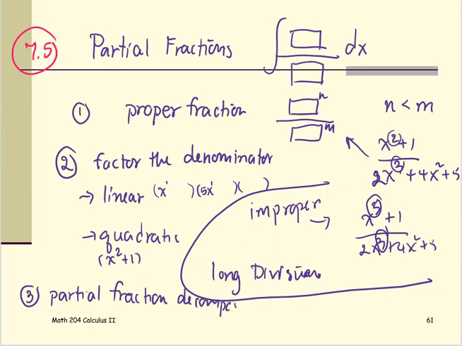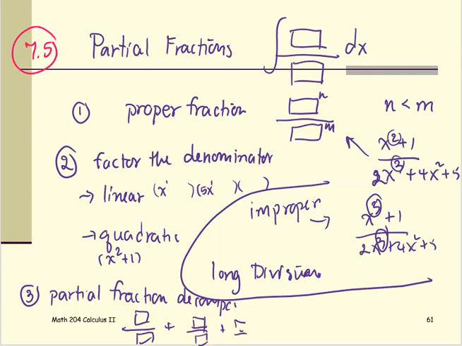Decompose, or like if you have the fraction in one quantity, you're going to break it up into small ones adding together, adding into small pieces. And why do we have to do that? Because if you have a complicated fraction to begin with, when you decompose it, it's going to be easier, or less complicated, to find the antiderivative. So that's the point of the partial fraction.